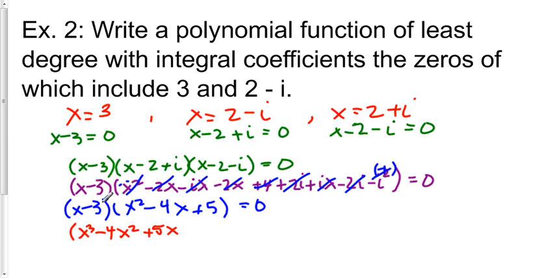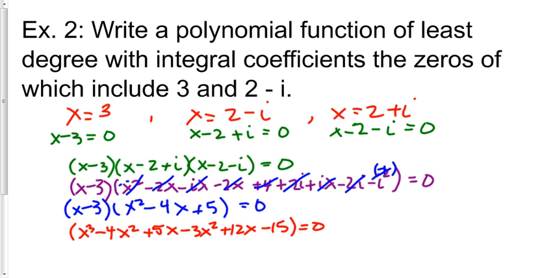Now we're going to distribute the negative 3. Negative 3 times x squared is minus 3x squared. Negative 3 times negative 4x is plus 12x. And then negative 3 times 5 is negative 15. Hopefully you see where I've gotten all those terms from. Okay, now we're almost done.